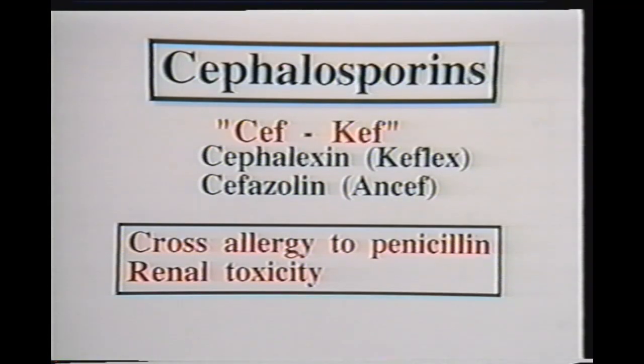The next category is fairly closely related to penicillins. These are the cephalosporins. The category of cephalosporins is closely related to penicillin. These drugs are known by "ceph" or "kef" in their names. So you see a drug like cephalexin, which is Keflex, or cefazolin, which is Ancef. You're going to see either "ceph" or "kef" usually in the names of these.